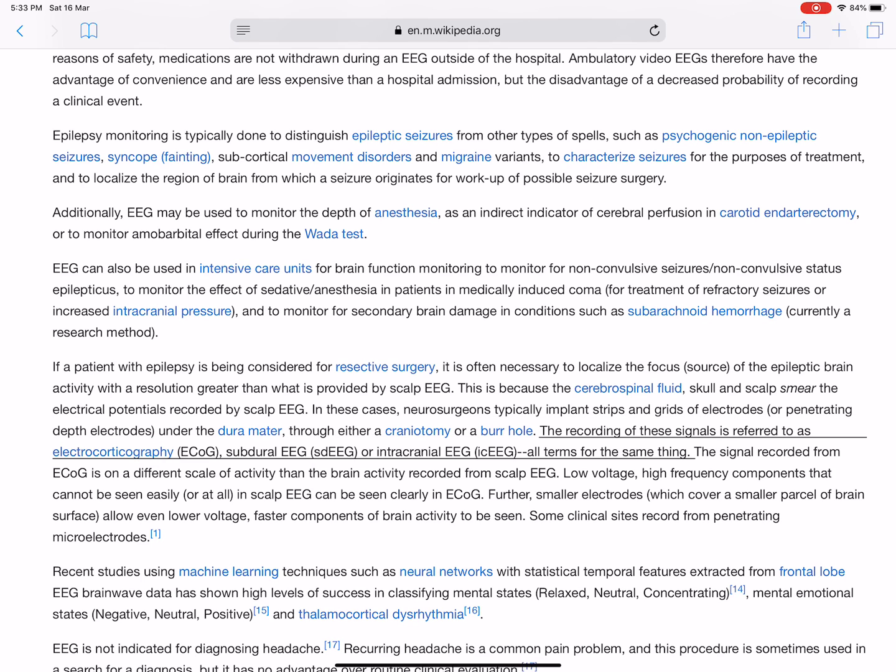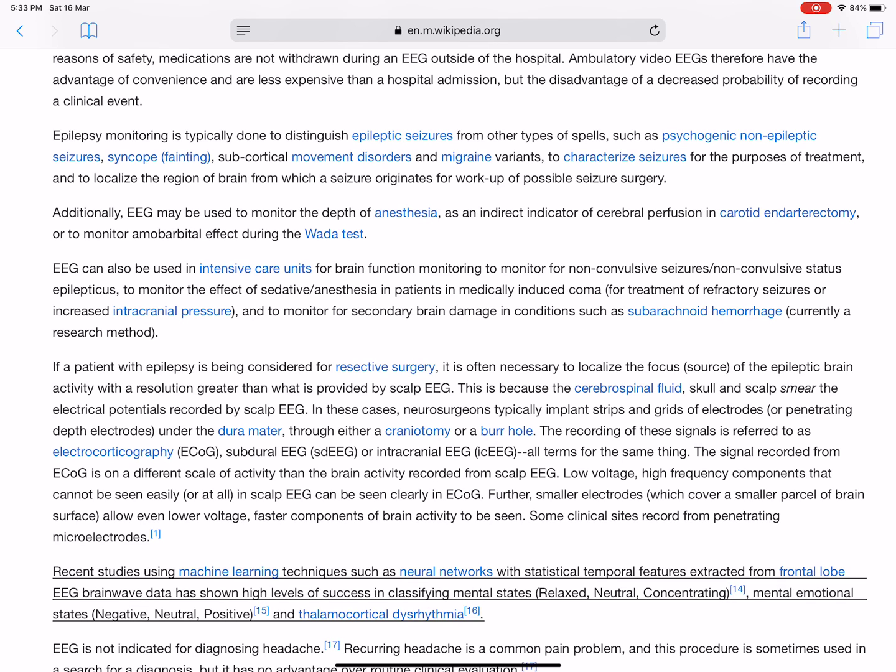The recording of these signals is referred to as electrocorticography, ECoG, subdural EEG, SDEEG, or intracranial EEG, ICEEG, all terms for the same thing. The signal recorded from ECoG is on a different scale of activity than the brain activity recorded from scalp EEG. Low voltage, high-frequency components that cannot be seen easily, or at all, in scalp EEG can be seen clearly in ECoG. Further, smaller electrodes, which cover a smaller parcel of brain surface, allow even lower voltage, faster components of brain activity to be seen. Some clinical sites record from penetrating microelectrodes.